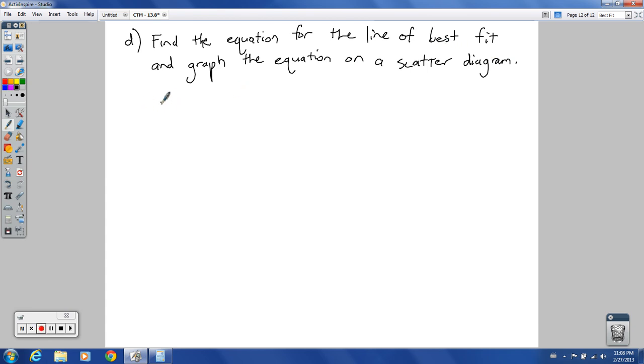Okay, so how do we find that equation? Let's put solution in here. We have to find y equals mx plus b. We got to know what m is, and we got to know what b is.